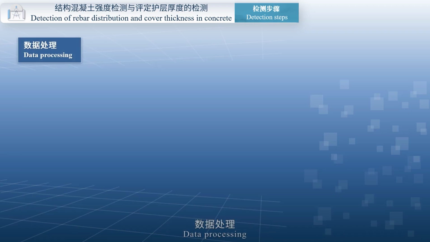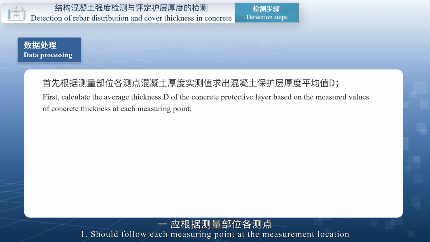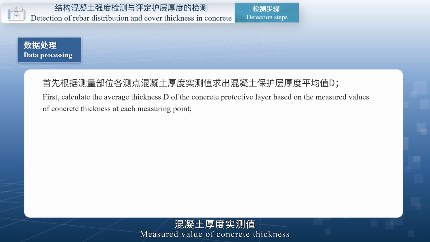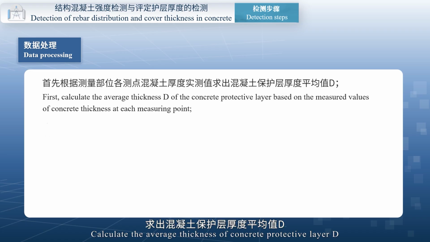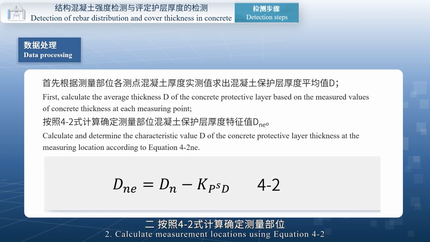Step 6: data processing. First, from the measured values of concrete cover thickness at each measuring point at the measurement location, calculate the average thickness of the concrete protective layer, D. Second, calculate the characteristic value of concrete cover thickness, DNE, for the measurement location using equation 4-2.